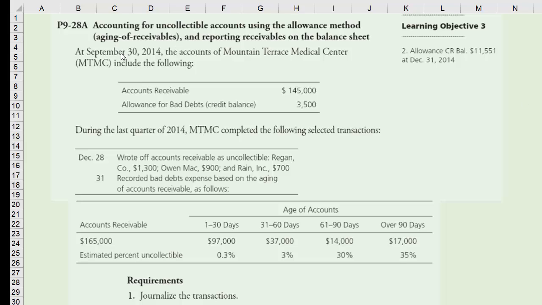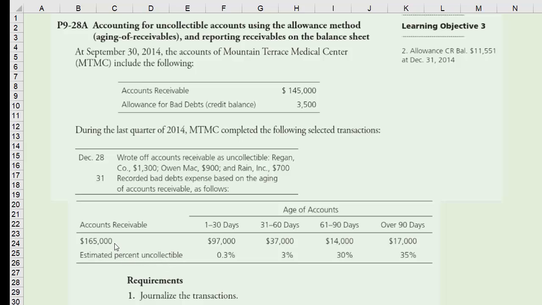And what it says is at the beginning of the quarter, this is September 30th, 2014, they gave us this accounts receivable balance and this allowance for bad debts with a credit balance. So we had 145,000 in receivables, 3,500 in bad debts as a credit balance. And then during the last quarter of 2014, the company wrote off 3 accounts. And then we're supposed to record the bad debt expense based on the aging of receivables method. And in this little schedule down here, you see how we calculate it.